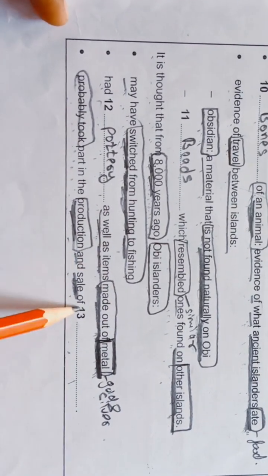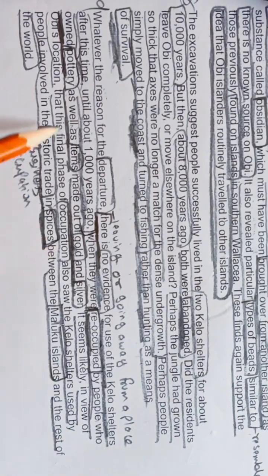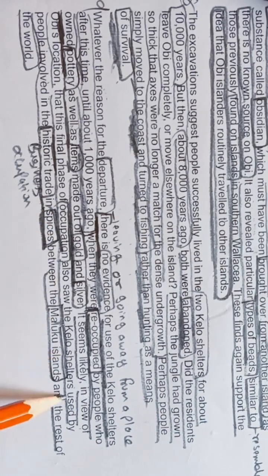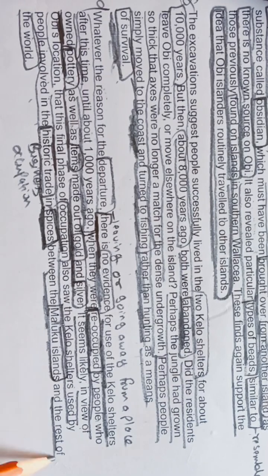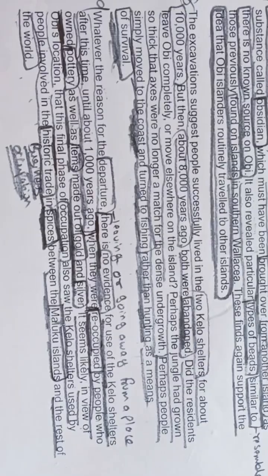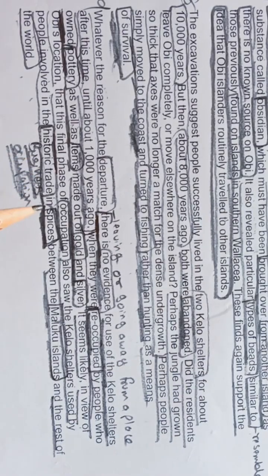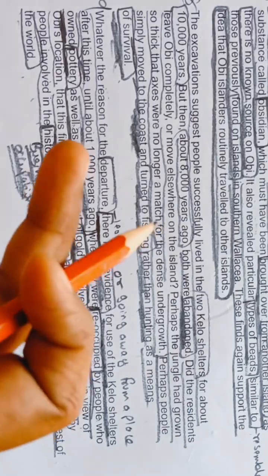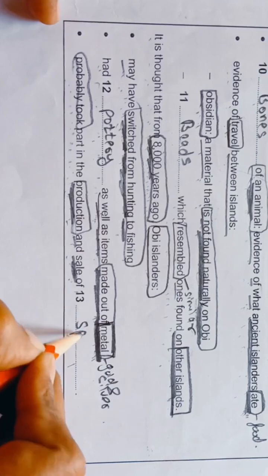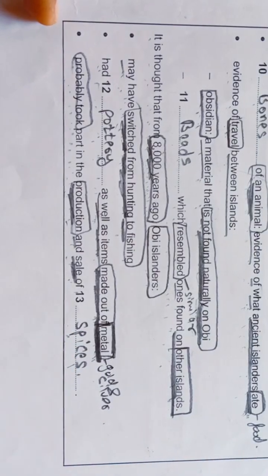Probably took part in the production and sale of. So it seems likely, in view of Obai's location, that this is the final phase of occupation. Also, the kilo shelter was used by people involved in the historic trade in spices between the Maluku Islands and the rest of the world. Historic trade means they are talking about the production and sale of spices. So we will write: probably took part in the production and the sale of spices.